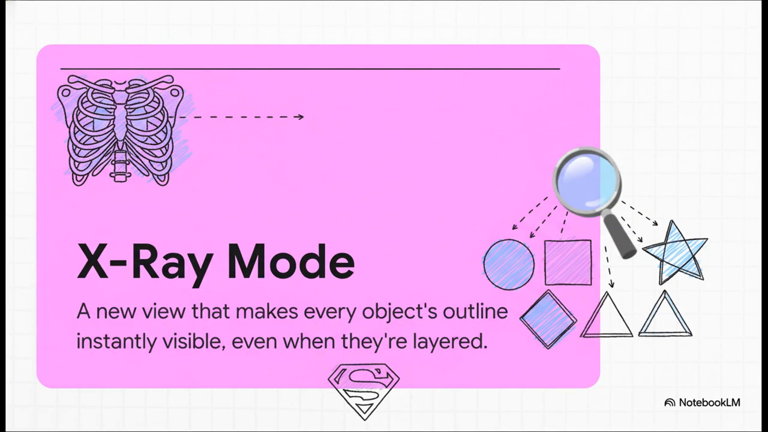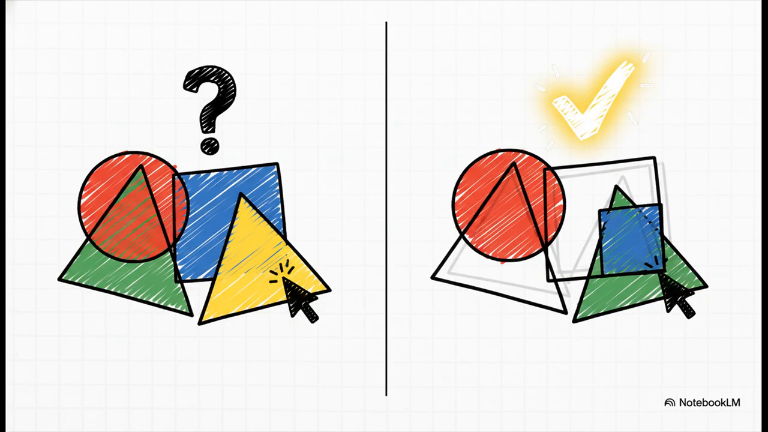Well, version 1.0 introduced the perfect solution, and it's basically a superpower. It's called X-ray mode. With a single click, you can see right through all the colors and fills and just see the wireframe outlines of every single thing in your project. The benefit here is just huge. It completely gets rid of the guesswork. You see exactly what you need to select, you click it, and you're done. It's such a massive boost to your speed and just makes life so much easier.